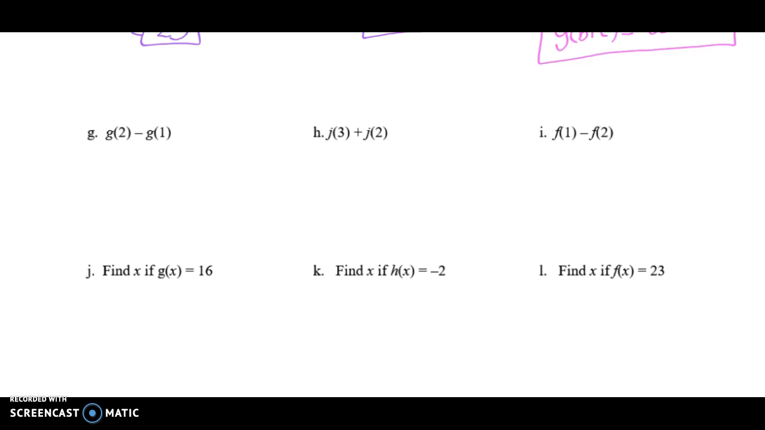It's really up to you. You can choose to go G of 2 equals, go through it, get whatever that answer is. And then G of 1 equals, go through it and get that answer. And then you can take your first answer and subtract the second answer until you have your final answer.